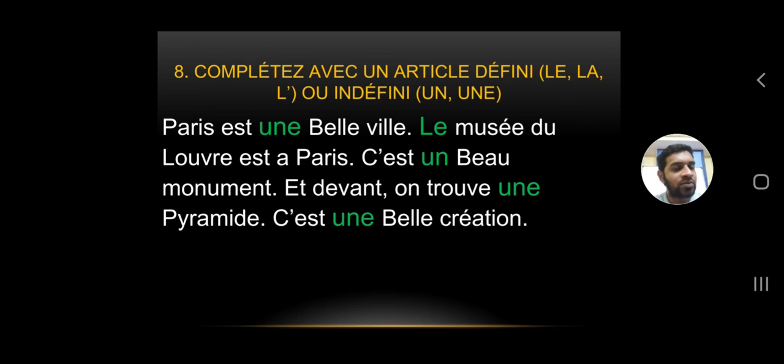C'est un beau monument. It's a beautiful monument. Okay, same way like the first one. You can't say "le beau monument," because beau monument, it is masculine, and if you say le beau monument, which means it is the only beautiful monument. So it's better we say with indefinite article, c'est un beau monument. Et devant, and in front, on trouve une pyramide, and in front we find a pyramid. Okay, a glass pyramid. Pyramid is feminine, singular, so we use une. You can't say la because there are a lot of pyramid shaped.